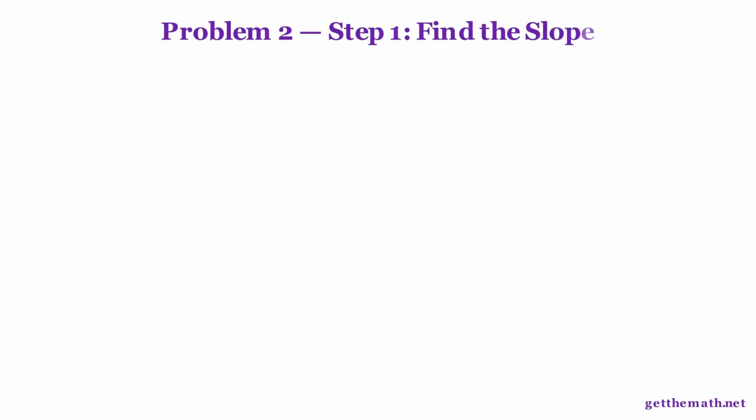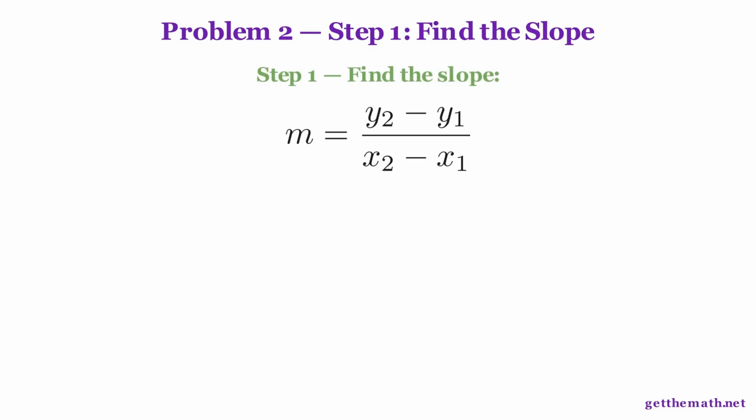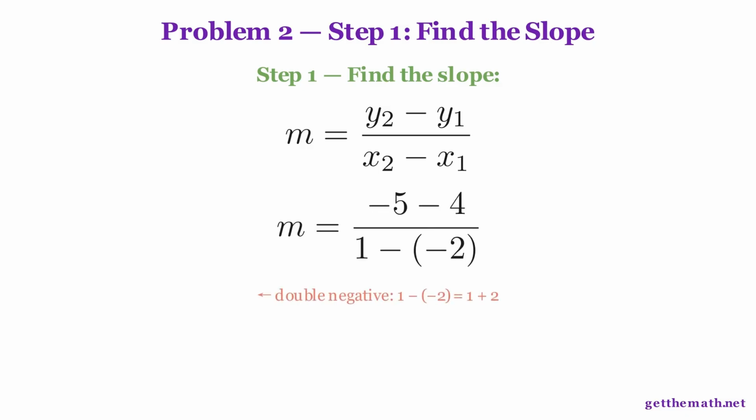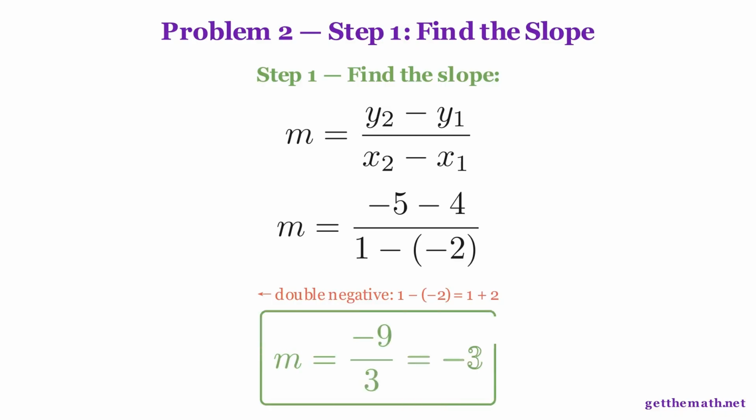Slope formula. m equals y2 minus y1 over x2 minus x1. m equals -5 minus 4 over 1 minus -2. m equals -9 over 1 plus 2. m equals -9 over 3 equals -3.